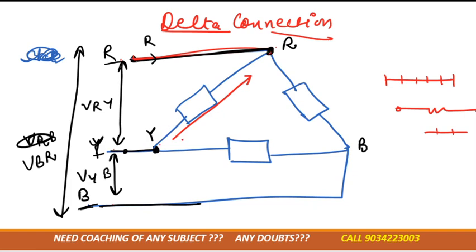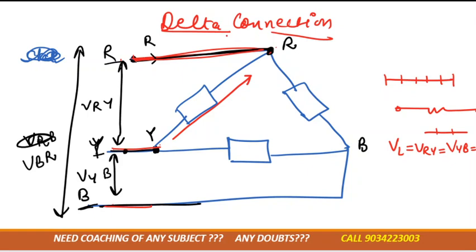Now I am taking the phase connection. This was for the line connection. So we can write that VL is equal to VRY is equal to VYB is equal to VBR. These are all the line voltages because these are the voltages connected across the plain line, the plain wire.